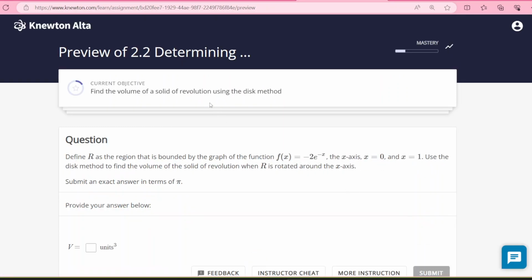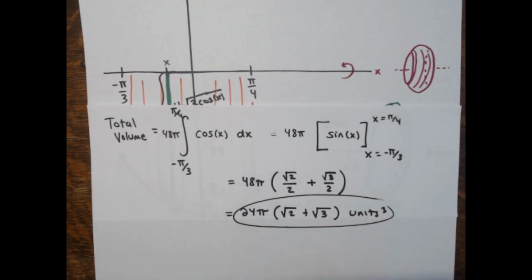Next, same objective. So here, finding another region on the xy plane. We're going to rotate this region once again around the x-axis. That's y equals negative 2 e to the negative x, the x-axis, and then between x equals 0 and x equals 1. All right. So I'm going to draw this again as best I can. Maybe I'll go to Desmos and look at a better version of the picture. Never hurts.